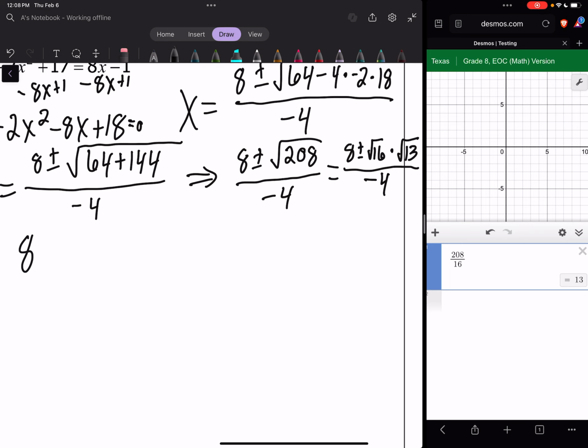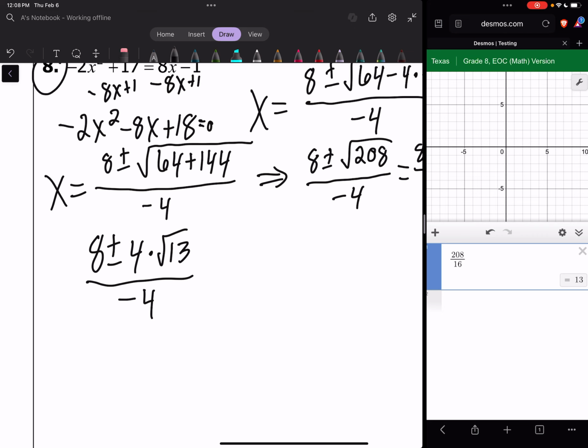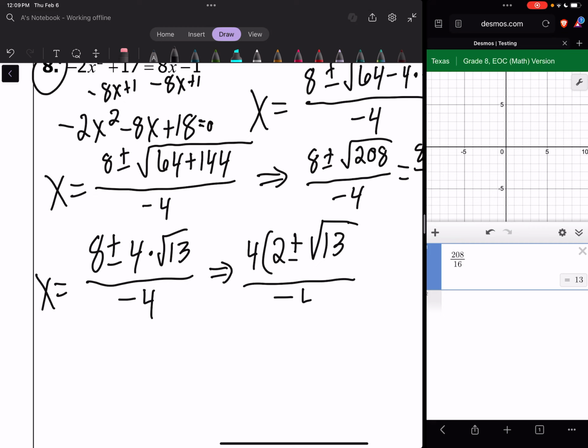So 8 plus or minus the square root of 16 is the 4 times square root 13 over negative 4. We are almost finished with this problem. The last thing to do is to check for a GCF on top and then simplify if possible. Well, if I look on the numerator here, the GCF is 4 because 4 goes into both 8 and 4. So I'm going to pull out my 4 and I'm left with 2 plus or minus square root 13 over negative 4.